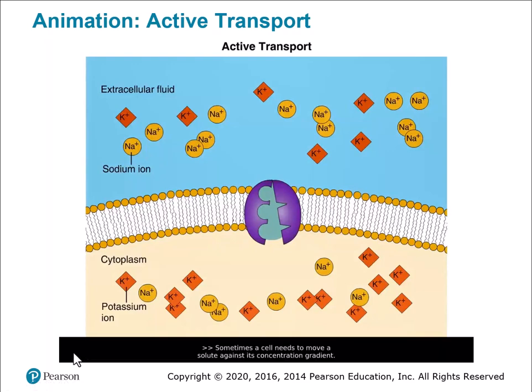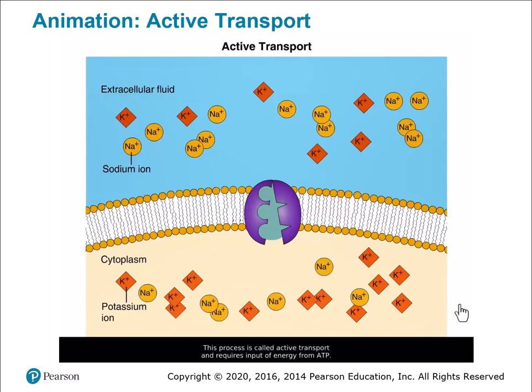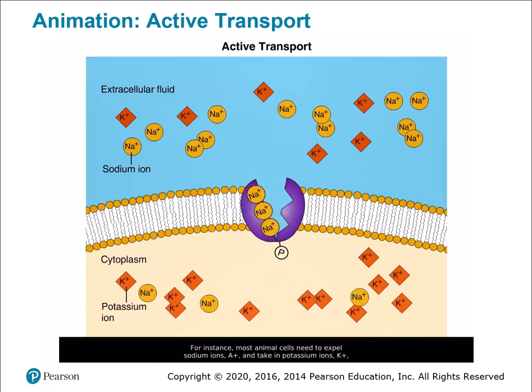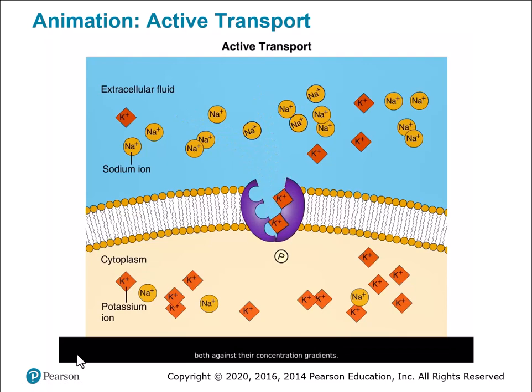Sometimes a cell needs to move a solute against its concentration gradient. This process is called active transport, and it requires input of energy from ATP. For instance, most animal cells need to expel sodium ions, Na+, and take in potassium ions, K+, both against their concentration gradients. Here's how the sodium-potassium pump works.